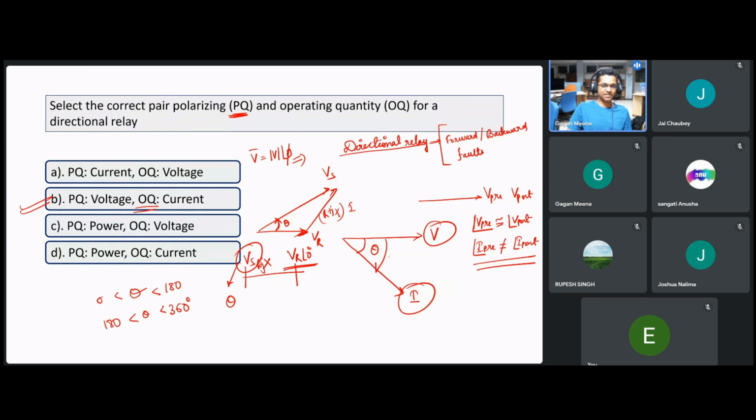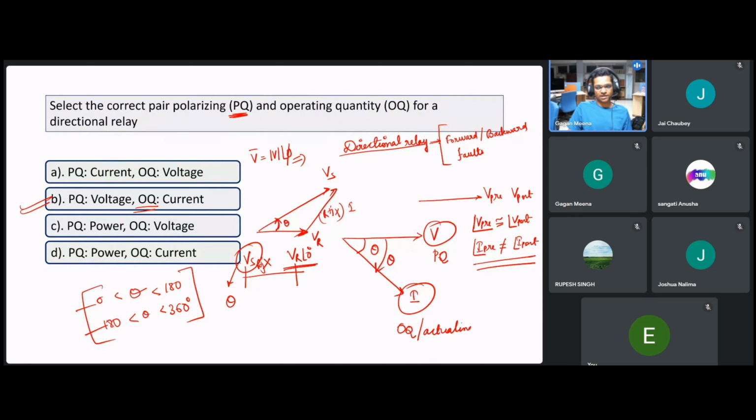So since we have this reference, we can calculate this difference. By measuring this difference, we can know how much the phase is, and we can distinguish between a forward and a backward fault based upon this angle. That is the main basic principle of a directional relay. So here this voltage becomes the polarizing quantity and current becomes the operating quantity.